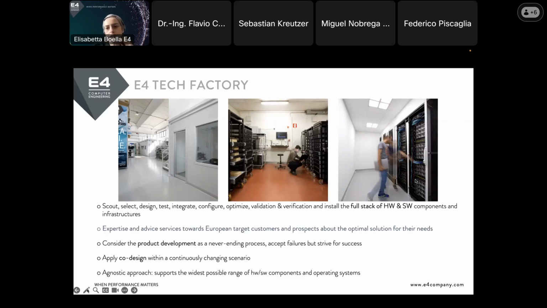On the right, instead, we can see our data center. In our data center, we have 6 racks for 100 kilowatt. We have heterogeneous architecture. We also have beta versions of products that vendors give us to test before they are released on the market. And the data center is used for both internal and European projects. And if you are partner of a European project where we are also partner, then we can provide access to you to the data center.